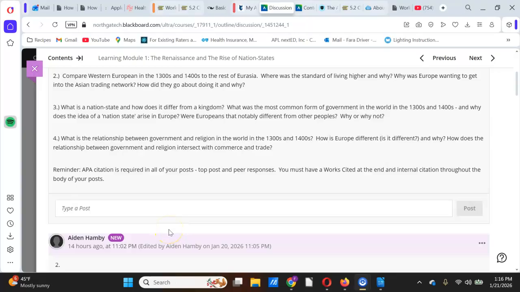Okay, and then what is a nation state and how does it differ from a kingdom? Well, first and foremost, as I mentioned just a minute ago, it transfers from the idea of loyalty to a king to loyalty to an identity. And that identity is that of people who share a similar language, similar religions, similar culture and traditions. A lot of it has to do with the development of bureaucracy as well.